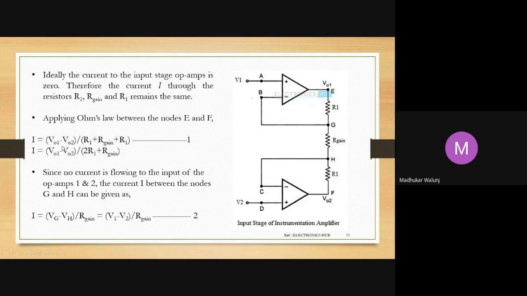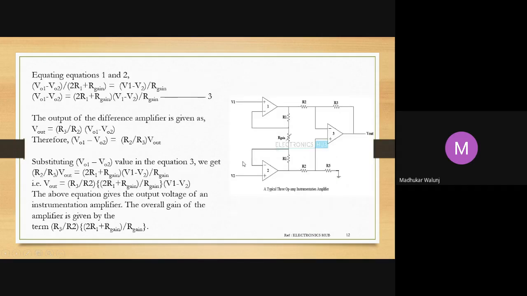So the current in equation 1, VO1 minus VO2 divided by R1 plus R gain plus R1, that is 2 times R1 plus R gain, is equal to V1 minus V2 divided by R gain. The current flowing through R1, through R gain, and through R1 will be the same. So we can equate these two equations. Finally, equating equations 1 and 2, we have VO1 minus VO2 divided by 2 times R1 plus R gain, equal to V1 minus V2 divided by R gain.